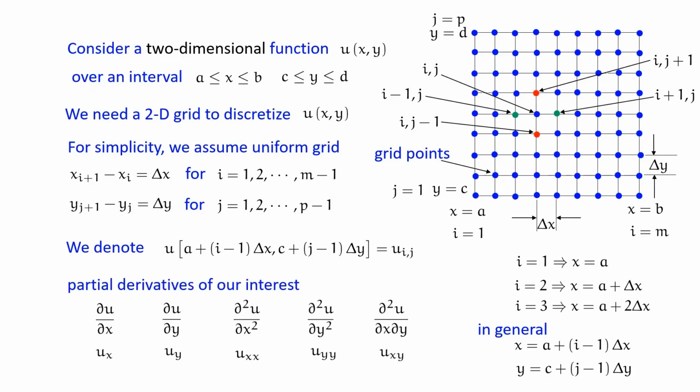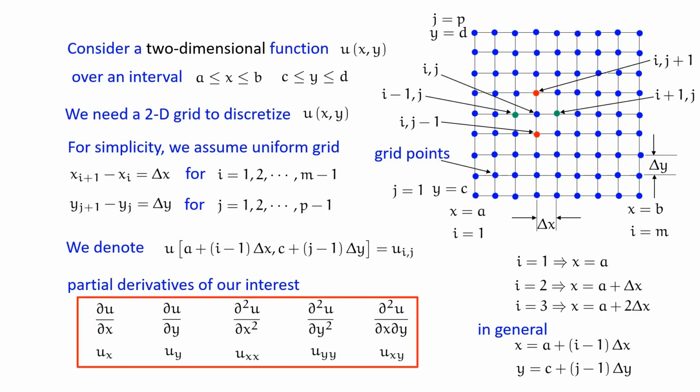In this course, we will be interested in the partial derivatives del u del x, del u del y, del 2u del x2, del 2u del y2, and sometimes we will have cross derivatives such as del 2u del x del y. There are also other notations we may use: del u del x is denoted by u subscript x, del u del y is u subscript y, del 2u del x2 is u subscript xx, etc.